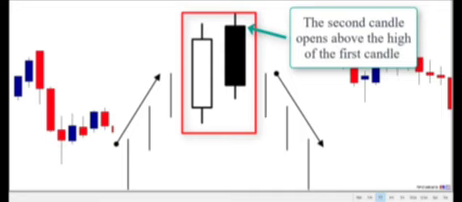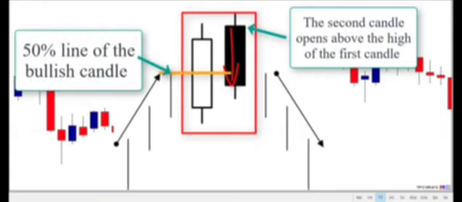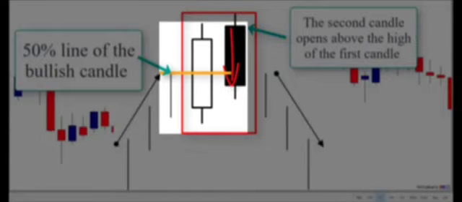However, sellers find these prices attractive and enter the market in more force. The balance of supply and demand has been tipped slightly more in favor of sellers and price falls. The key to this pattern is the extension of the down move below the 50% line of the first candle. This is considered the balance point for buyers and sellers.